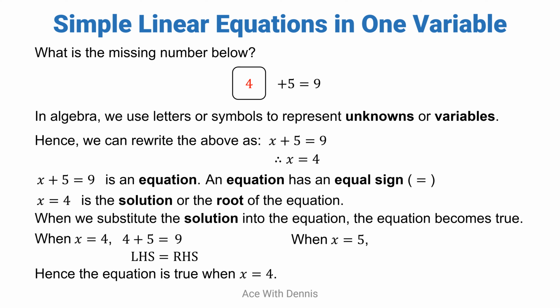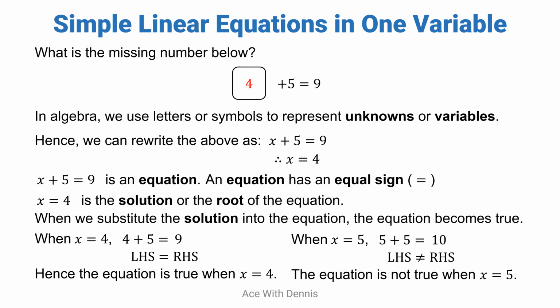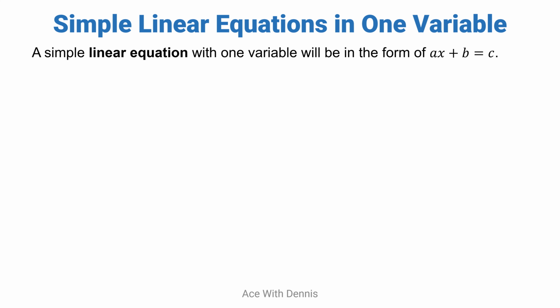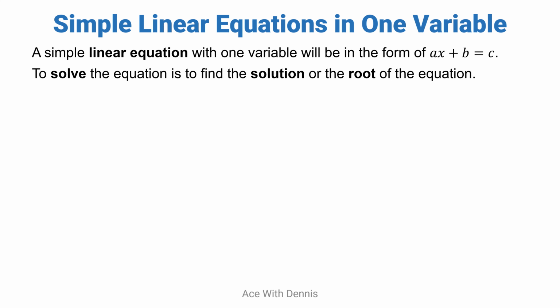However, when x equals 5, 5 plus 5 equals 10. The left-hand side is not equal to the right-hand side. The equation is not true when x equals 5. Therefore, x equals 5 is not the solution of the equation. A simple linear equation with one variable will be in the form of ax plus b equals c. As you can see here, the power of x is 1. To solve the equation is to find the solution or the root of the equation.